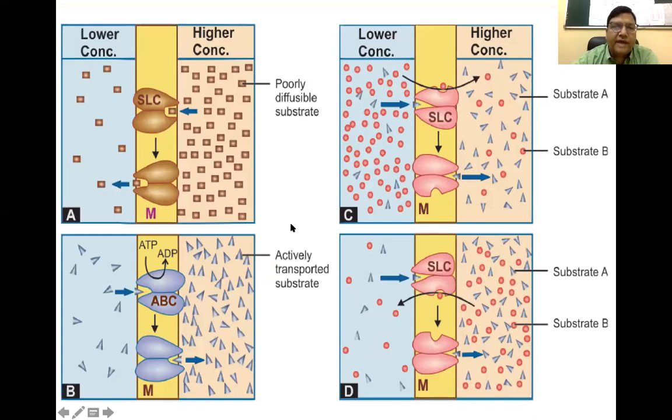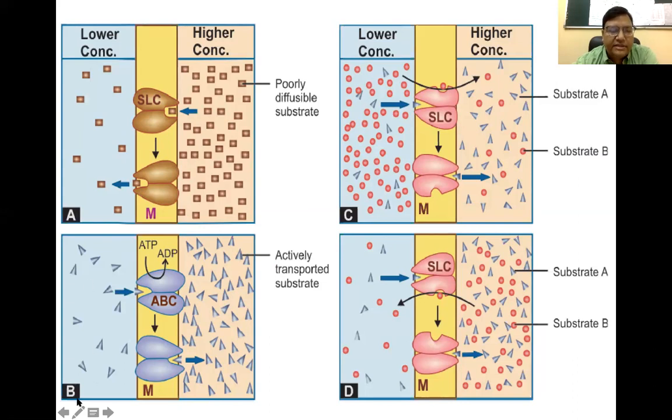So if you see this diagram, the first, A: here the molecule is a poorly diffusible substrate which is moving from its higher gradient to the lower gradient with the help of a transporter, that is an SLC transporter. So what type of transport is this? This is a facilitated diffusion. There is a requirement of a protein, and the gradient is from a higher concentration to the lower concentration.